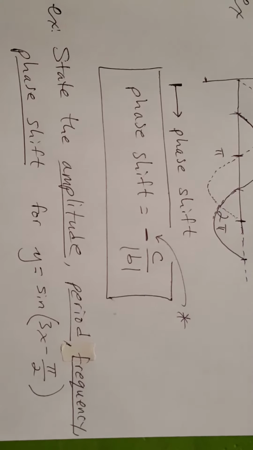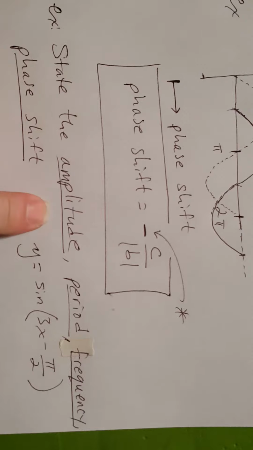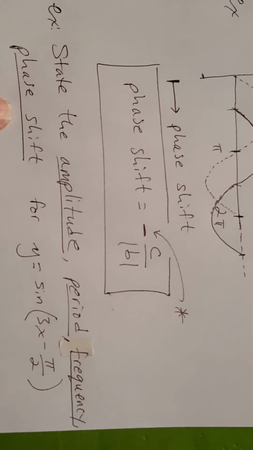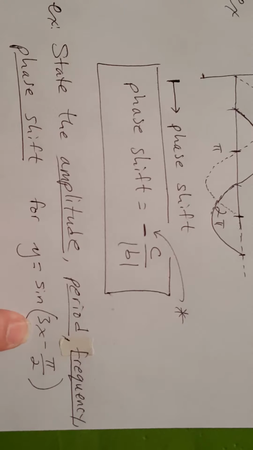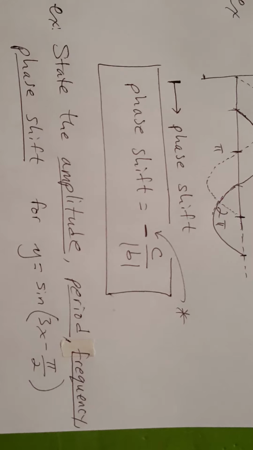So if I were to give you a function, you should be able to find the amplitude, the period, the frequency, and the phase shift. Okay, so here's your function. Y equals sine of 3x minus pi over 2. So you should be able to know how to use these numbers to get all 4 of these concepts.